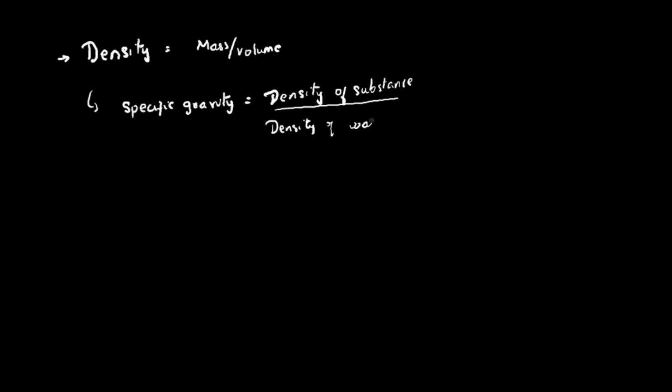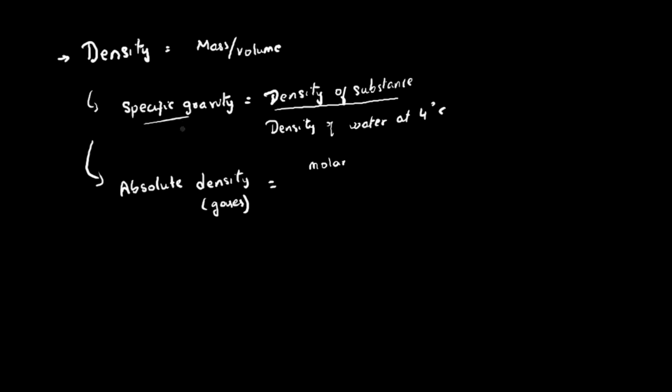And for gases, we don't talk about specific gravity because we are not talking about sinking or floating. Here we are going to talk about absolute density. Specific gravity is a density only, the ratio of a density with water density. Will it have any unit? The density of a substance divided by the density of water, both are densities, so the units get cancelled. So specific gravity doesn't have any unit, right?